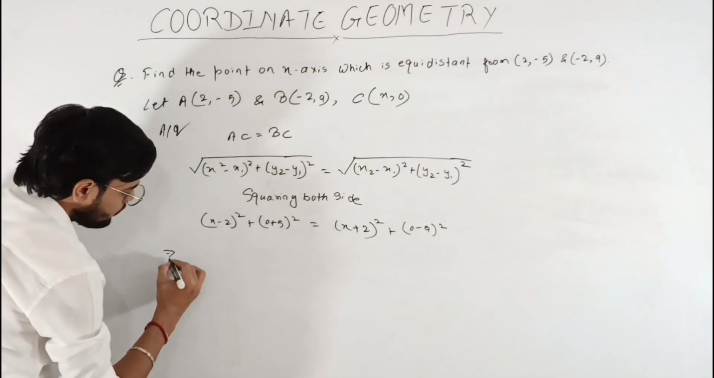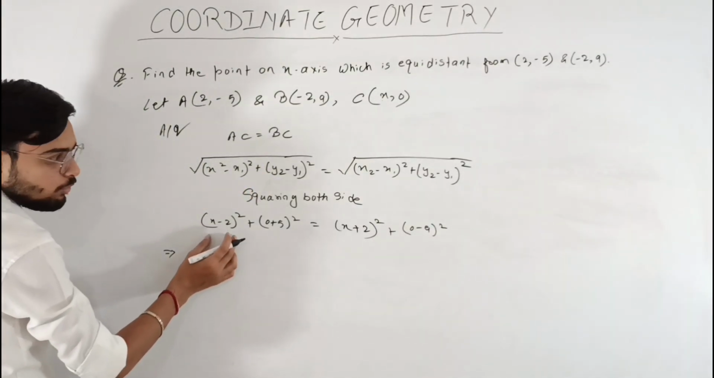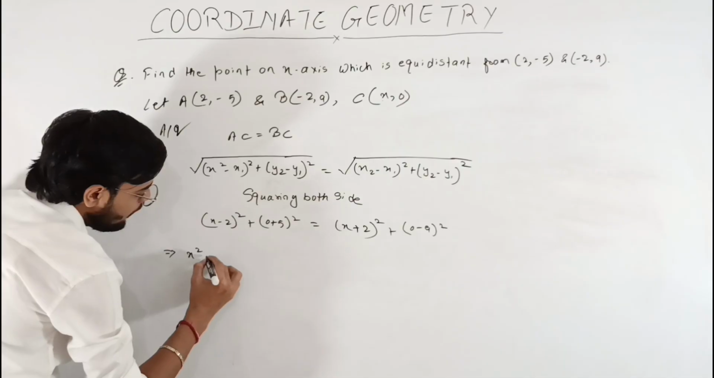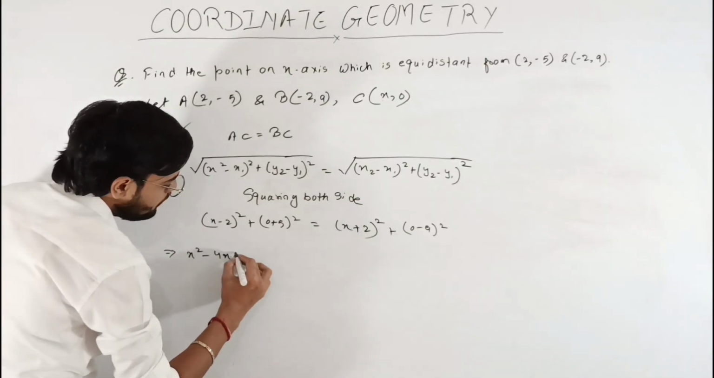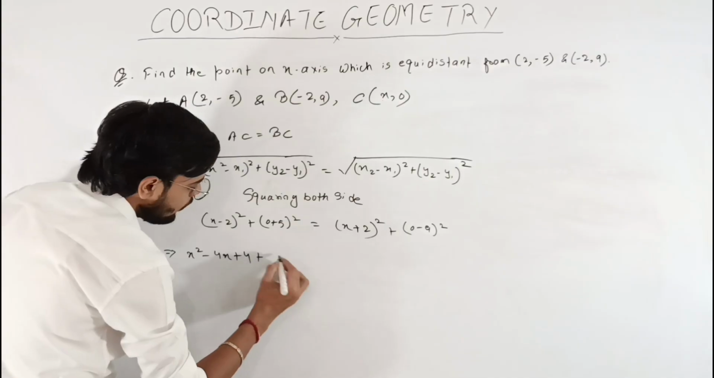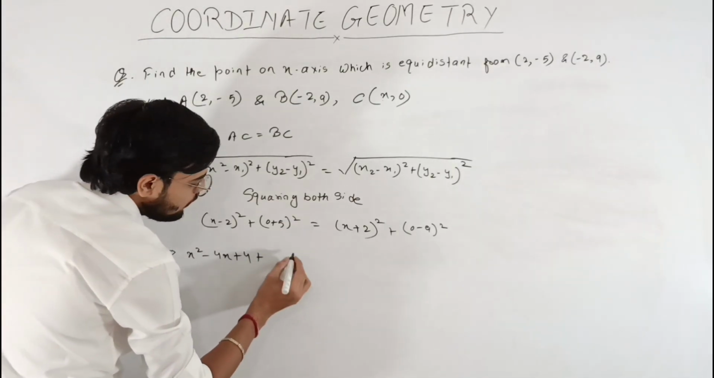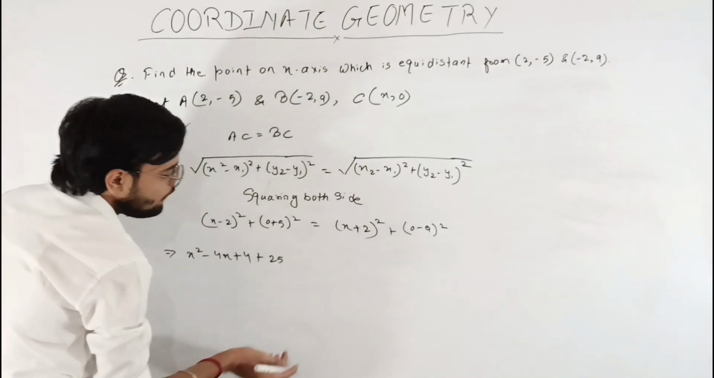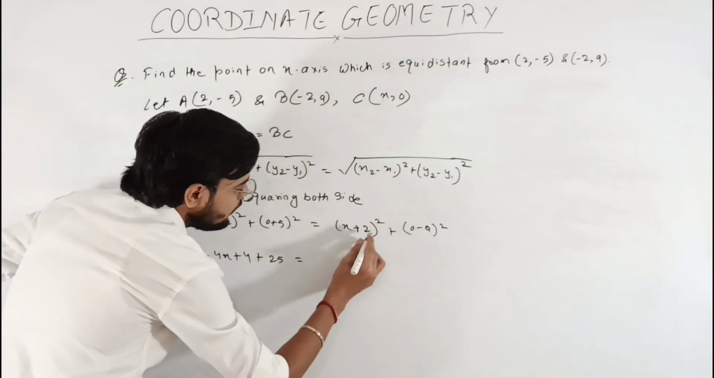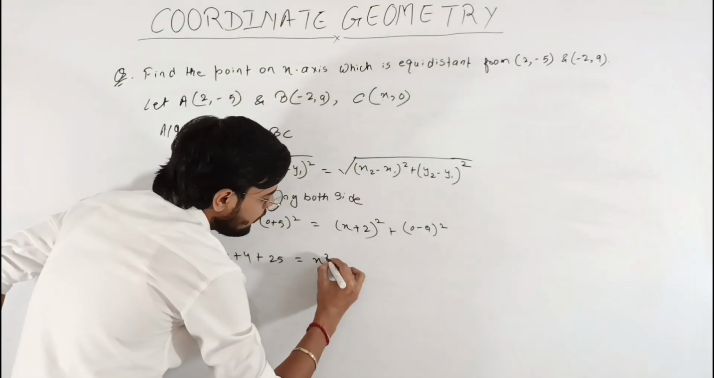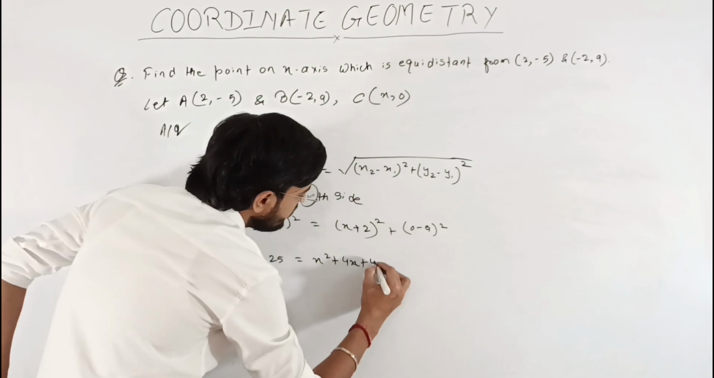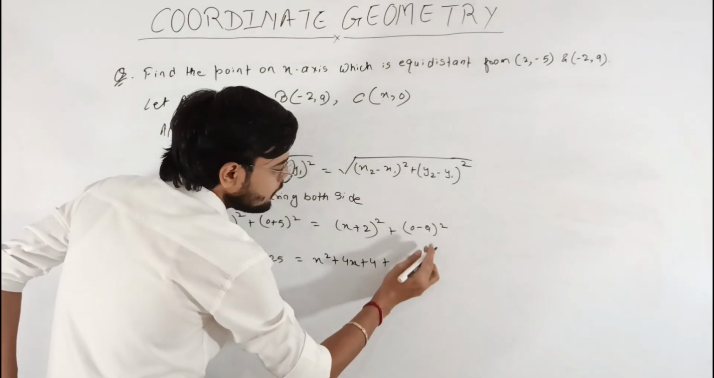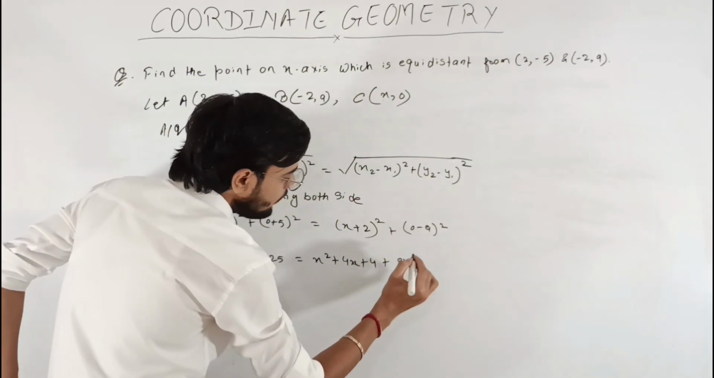Now solve this one. This is a minus b whole square, so it is a square minus 2ab plus b square, which means x square minus 4x plus b square, which is 4. Now 0 plus 5 square is only 5 square, which is 25. Now look here, a plus b whole square, x square plus 2ab, which is 4x plus b square, which is 4. Now plus minus 9 square is 81.